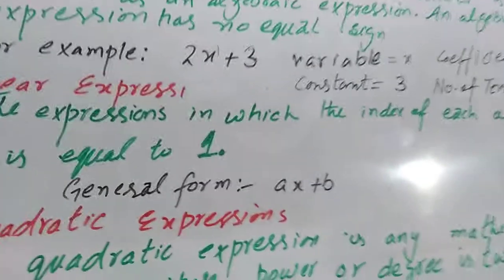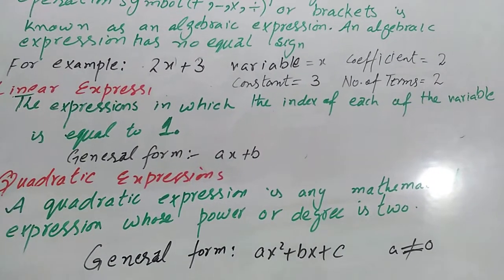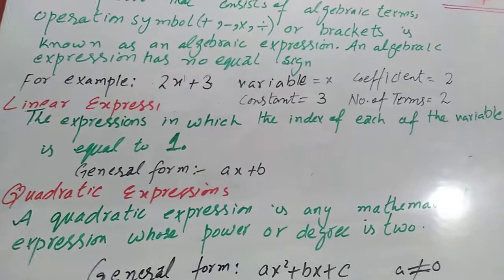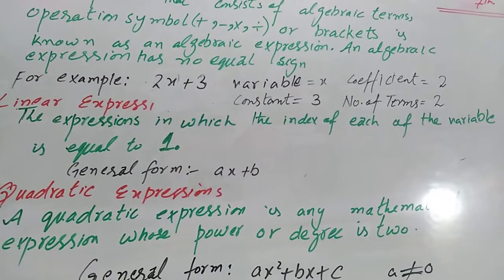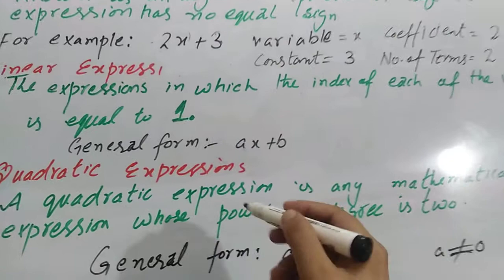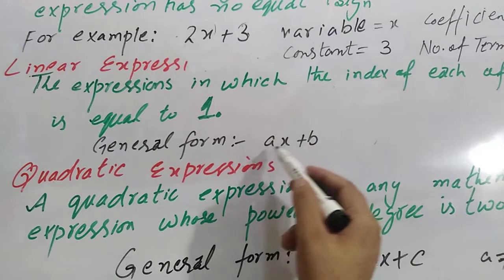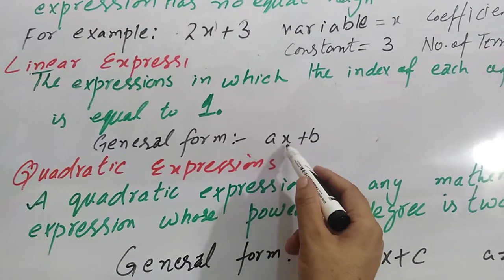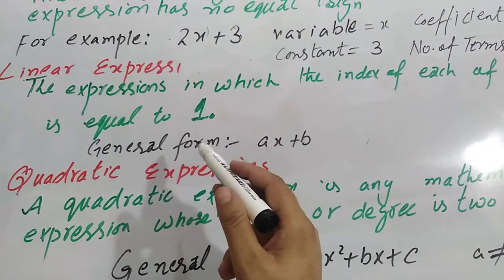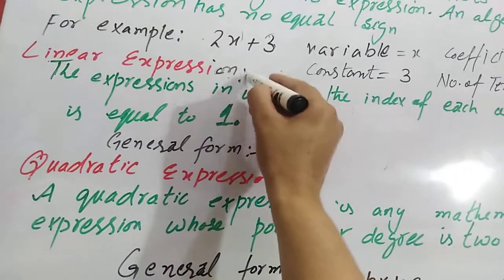Now I'm moving toward the definition of linear expression. You can see the definition of it: the expression in which the index of each variable is equal to 1. Means such type of expression where the highest power of the variable is equal to 1 is called a linear expression. Below you can see the general form of a linear expression, ax plus b. Over here a and b are constants, a is a coefficient and x is the variable. This is the general form of a linear expression in one variable.